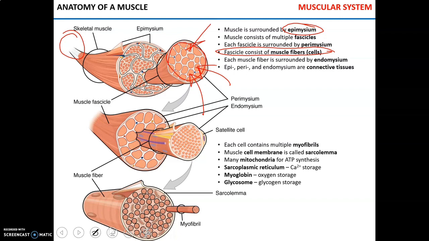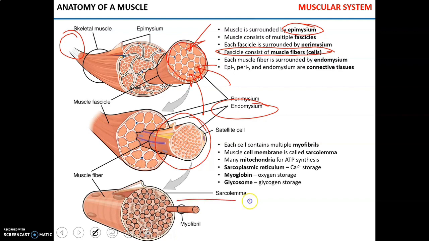And each muscle fiber, as you can see here, is surrounded by a very thin layer of a delicate connective tissue known as endomysium. And I want to make very clear that endomysium and the cell membrane of a muscle cell are two different structures. Cell membrane is a cell membrane, and endomysium is superficial to cell membrane.